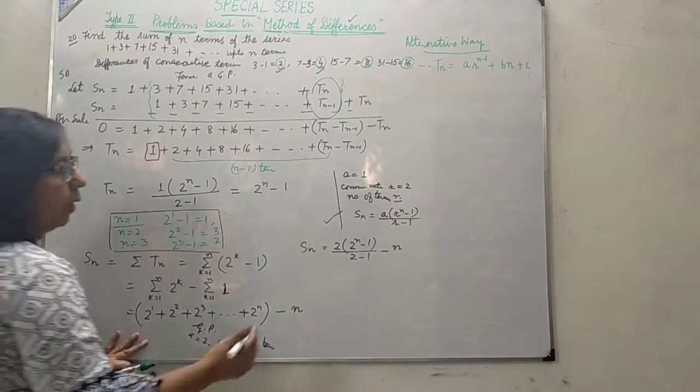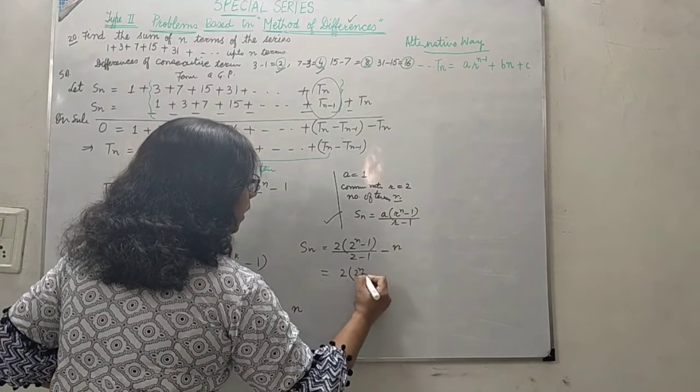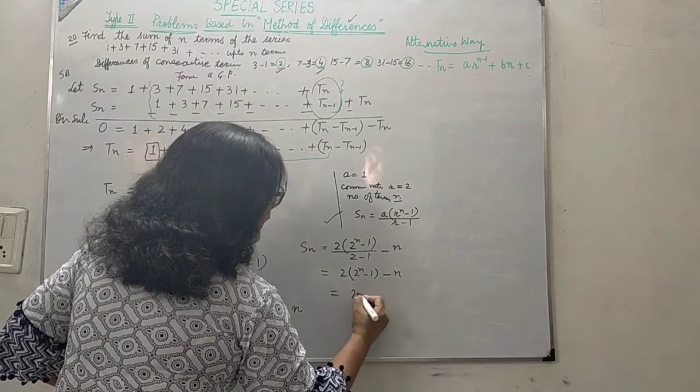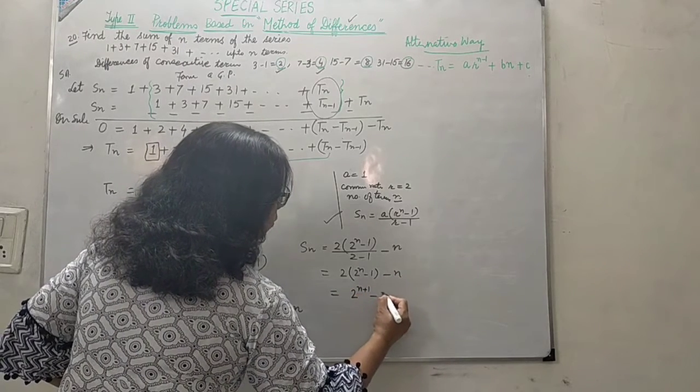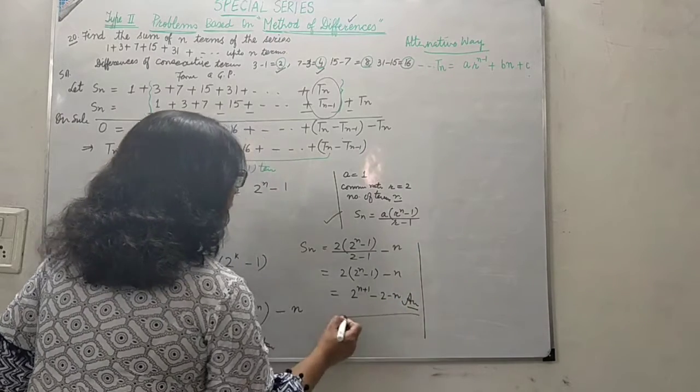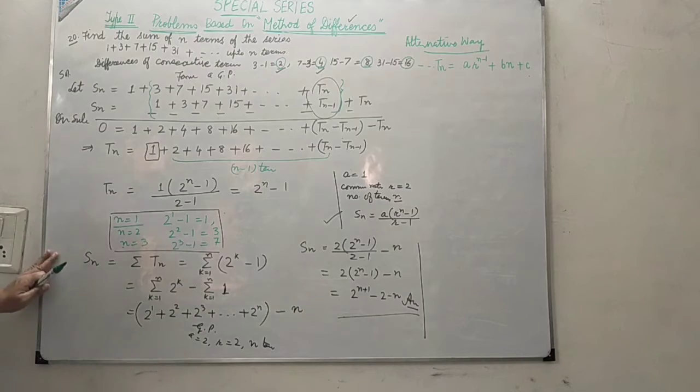This is the same. Now this is 2 into (2 raised to power n minus 1) upon 1, minus n. So I can simplify it to 2 raised to power n plus 1 minus 2 minus n. This is our answer. We can also verify the answer by substituting some of the values.